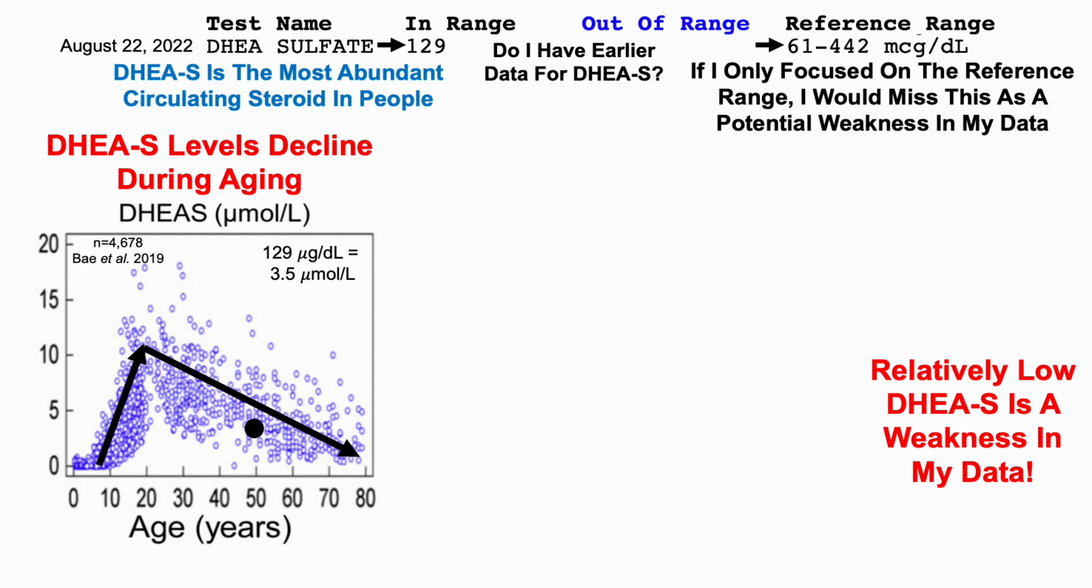And as many of you may know, I have up to 39 blood tests since 2015. So is this an anomaly? I mean, is this representative of my actual DHEA sulfate level? So do I have earlier data for DHEA sulfate? And I do, but it's only from 2005.